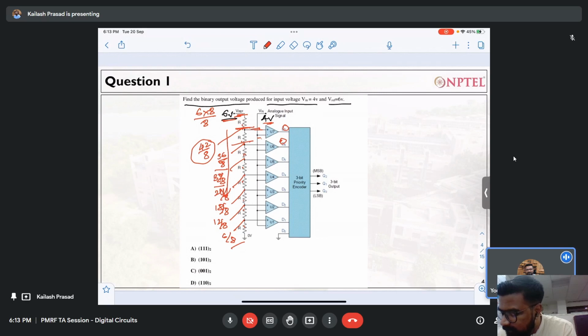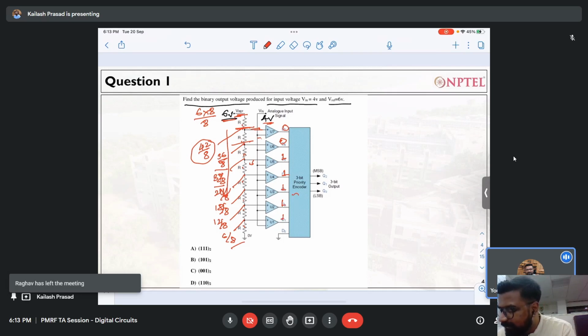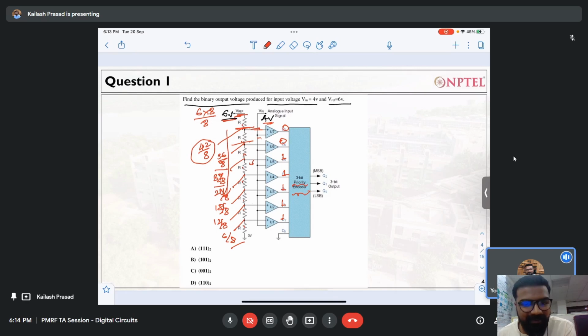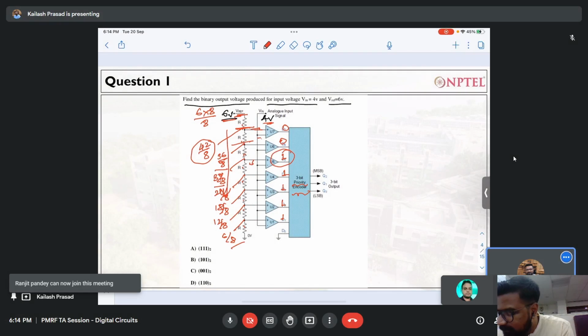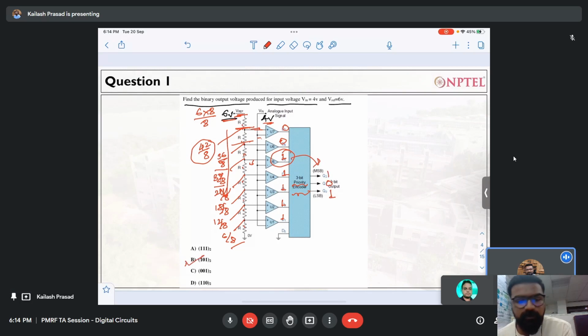So this voltage will be lesser than 4 volt, so you will get 1, and all the remaining voltages will be lesser than 4 volt. Okay, 1 1 1 1, like this, right? So the input to this 3-bit priority encoder is 00111111, right? Please note that this is a priority encoder. If multiple inputs of a priority encoder go high, the priority will be assigned to the most significant bit. So the output will be 101. So the output will be this one.